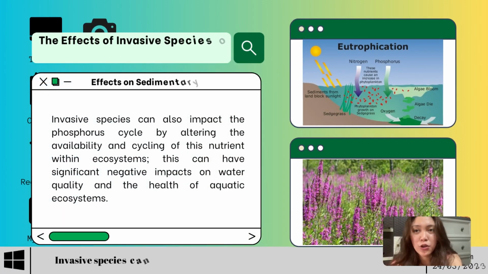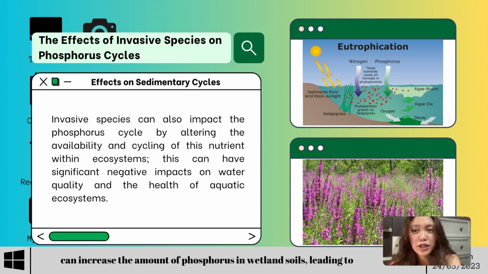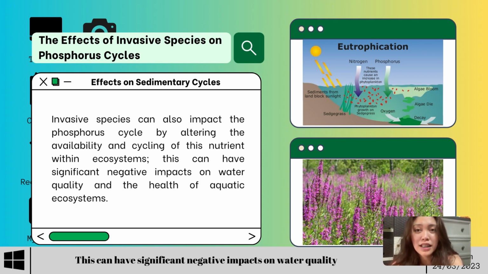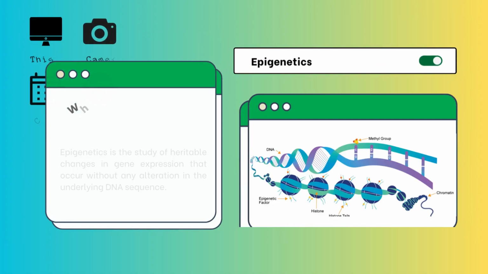Invasive species can also impact the phosphorus cycle by altering the availability and cycling of this nutrient within ecosystems. For example, invasive plant species such as purple loosestrife can increase the amount of phosphorus in wetland soils, leading to eutrophication and proliferation of algae and other aquatic plants. This can have a significant negative impact on water quality and health of aquatic ecosystems.